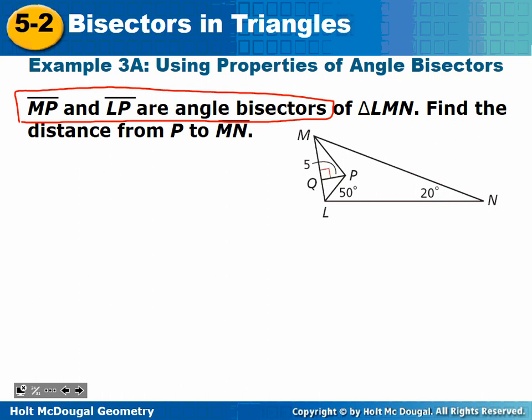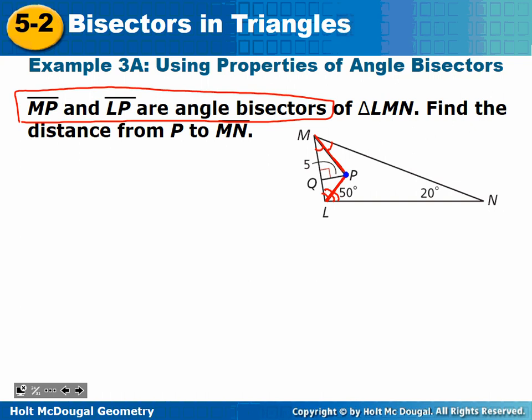So MP is an angle bisector of the triangle. What angle is it bisecting? M, the big angle L, M, N. So you can put little congruent marks on that angle. It's splitting it into 2 congruent parts. LP is an angle bisector. What angle is it bisecting? L, so you can put little congruent marks here. Okay, so that means, what do we call point P where those angle bisectors meet? Angle bisectors meet at the in-center.